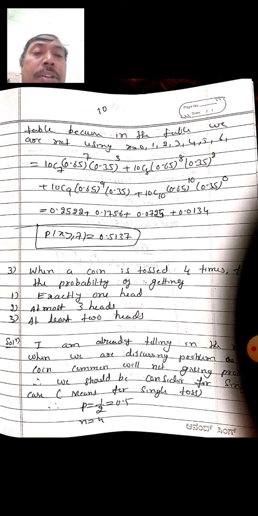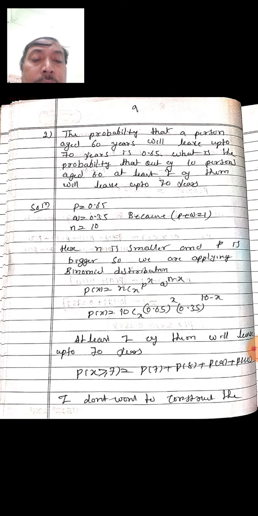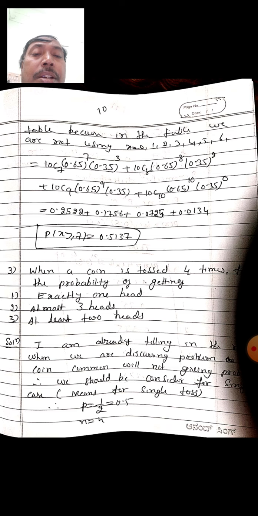Now start from the first value: in the P of x, put n equal to 10, x equal to 7, 0.65 to the power of 7, 0.35 to the power of 3. Then put x equal to 8. This is the function, and likewise when x is 9 and x is 10. Using the calculator you can find the first value is 0.252, the second value 0.1756, the third value 0.0725 and the fourth value is 0.0134. Adding all, you get probability x greater than or equal to 7.